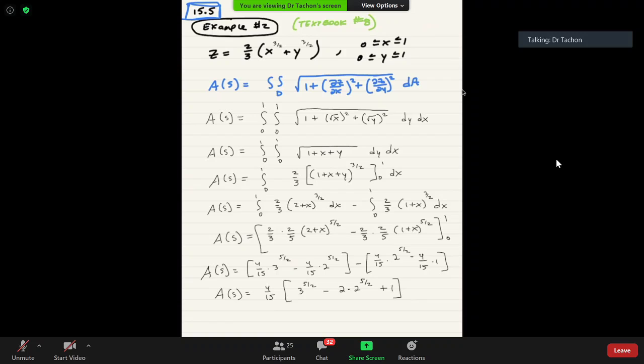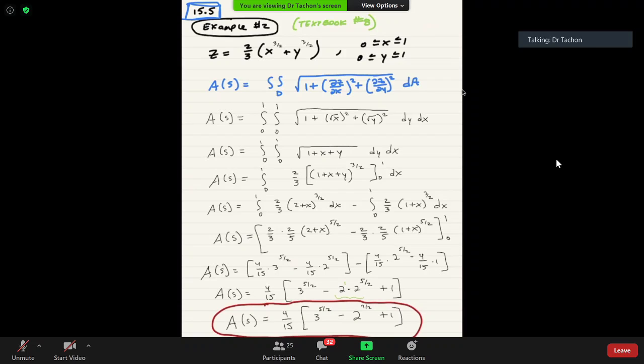We can simplify this right here by keeping the base and adding the exponents. So 4 over 15 factored out, 3 to the 5 halves minus, keep the base and add the exponent, 2 to the 7 halves. Okay, and then plus 1. Okay, that's it. All right, that's it.